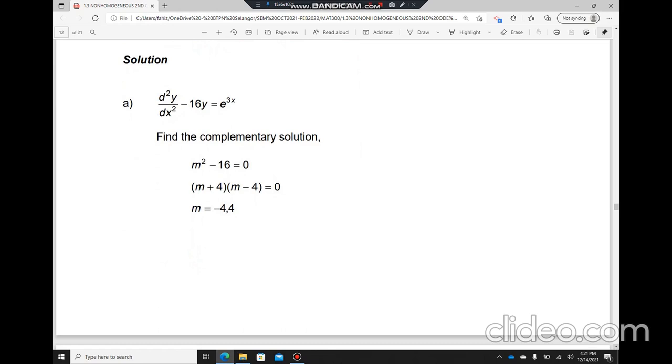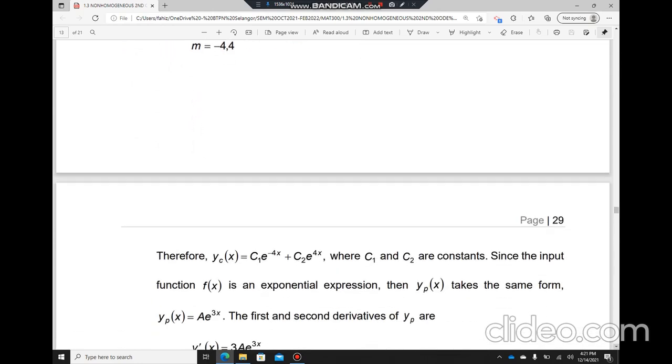Okay, first find the complementary solution. So, cari auxiliary, tukar pada auxiliary equation. M square minus 16 equals to 0. So, you get M equals to negative 4, 4. Okay, so kat sini, YC is C1E negative 4X plus C2E 4X, where C1 and C2 are constants. Since the input function fx is an exponential expression, then YP takes the same form.